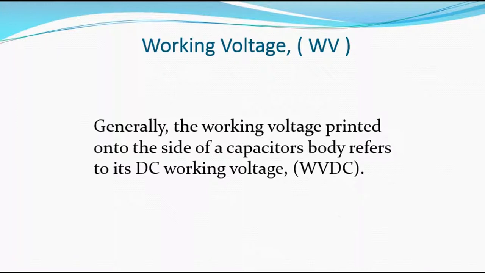Now, generally, the working voltage printed onto the side of a capacitor body is referred to as DC working voltage. This WVDC is known as working voltage direct current. Each of the capacitors has a specific voltage that it can carry, and it is printed or written on their body so you know that this capacitor has 400 volts, 200 volts, 50 volts, 35 volts, and so on and so forth.